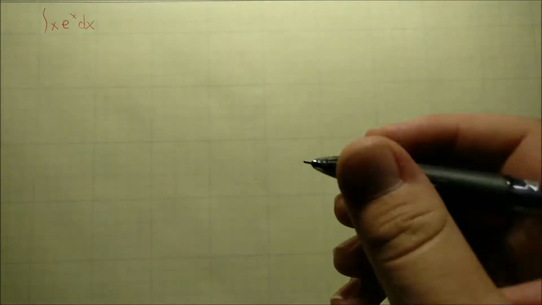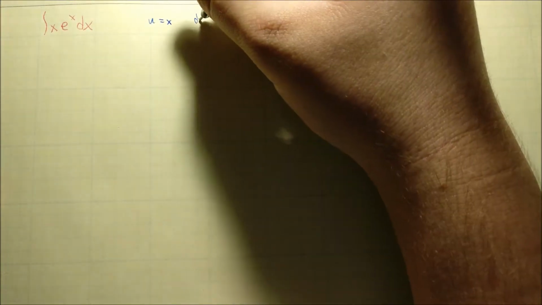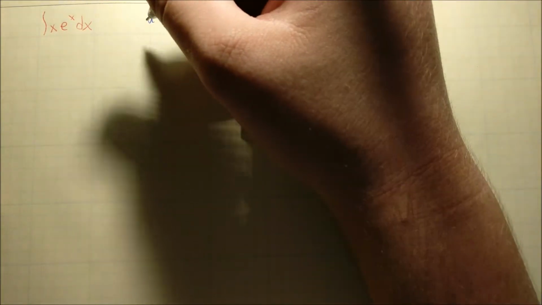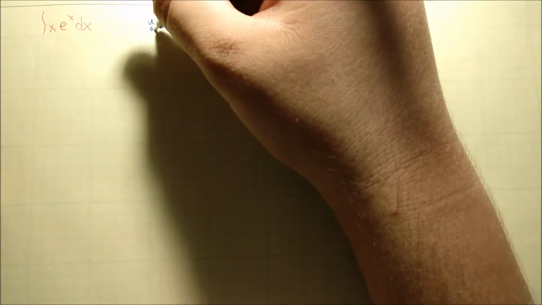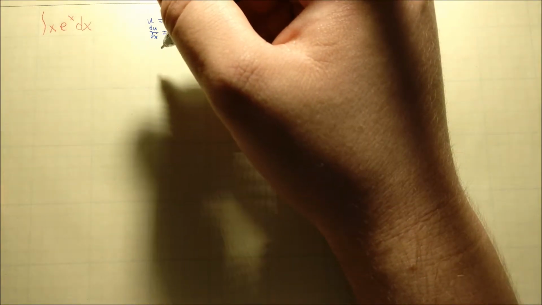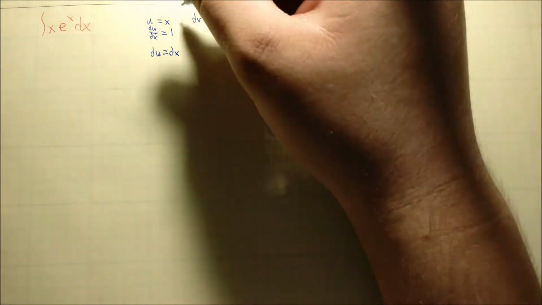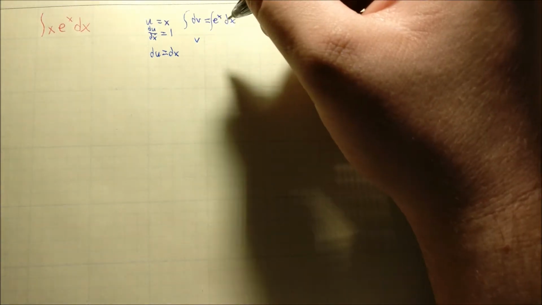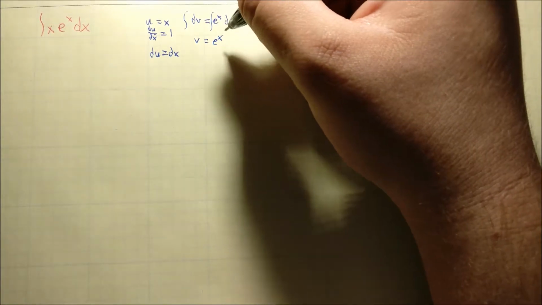So we can set u equals x, and then dv equals e to the x dx. And we just take the derivative of the u equation. So du over dx equals 1, and then we can rewrite that as du equals dx. Now for the v side, we just integrate both sides. Integral dv is v, and integral e to the x dx is e to the x.